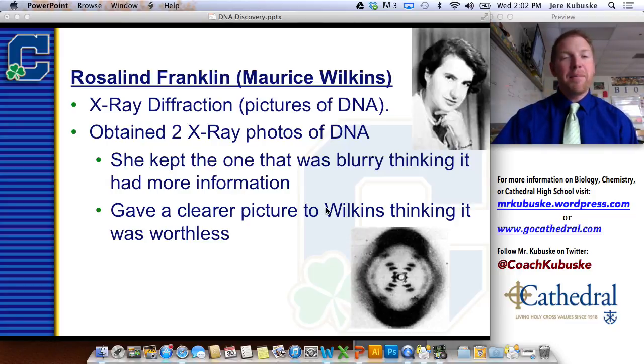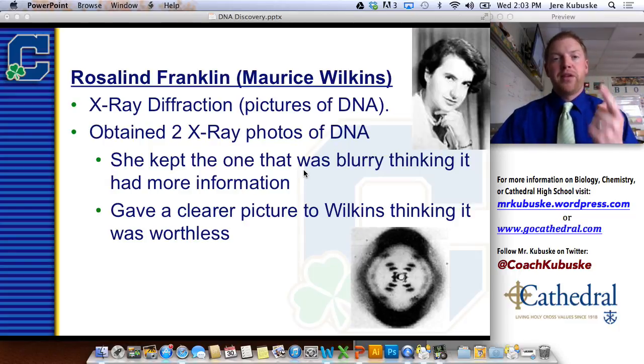And to top it off, the guy that she was working with, this Wilkins guy, it's widely believed that he actually stole her work. Now we're going to say it, and we're going to hope that that was not the case, and we're going to say that she gave him one of the 2 pictures that she took. But like I said, it's widely believed that he probably stole it from her and tried to take the credit all for himself.